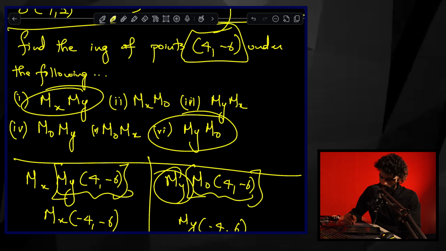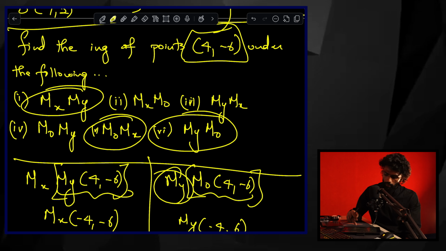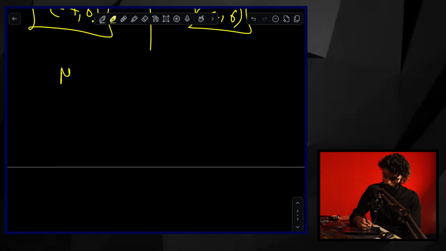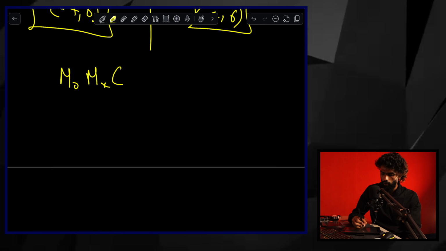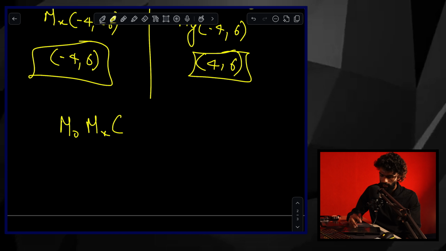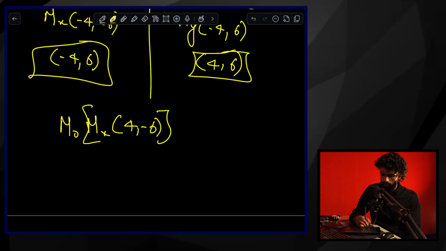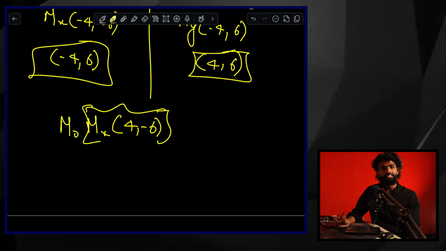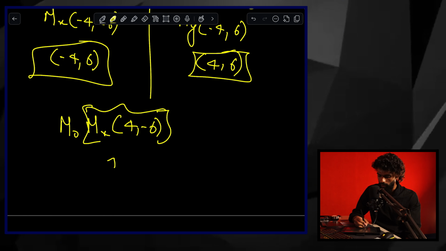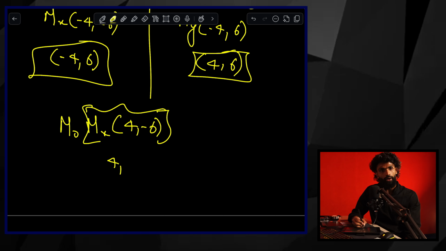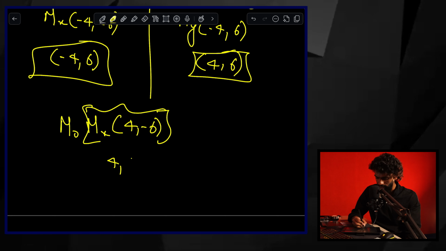Let me try the 5th one, MOMX. Okay. MOMX, I write. Place the point on your right side. So it is 4, minus 6. 4, minus 6. Got it? I'll give it some meaning. Now solve inside the bracket. It says MX, meaning the x coordinate remains the same. What changes? Y goes from minus 6 to plus 6.